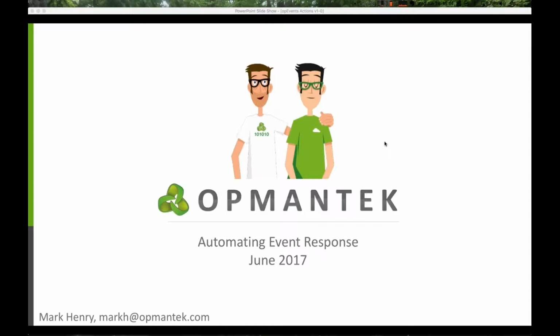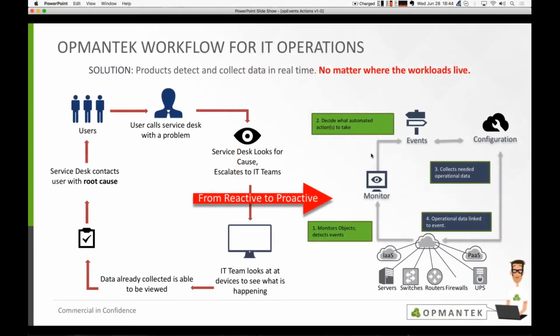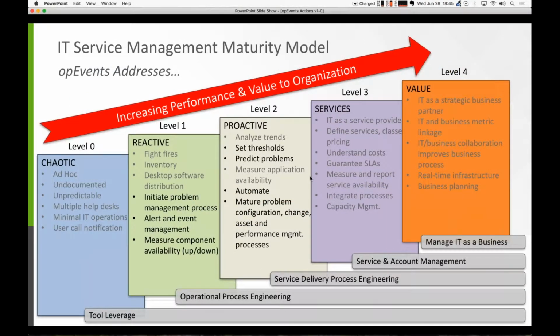Today we're going to talk about automating event response using opEvents event actions. One of Augmantic's primary goals is to help take engineering teams from a reactive standpoint, where you're simply responding to incoming tickets, and move you to a more proactive standpoint, where you're able to improve the quality of your network experience, reduce the amount of incoming trouble tickets that you have, and of course, improve the overall quality of your user experience. One of Augmantic's primary goals is to help you implement the IT service management maturity model.